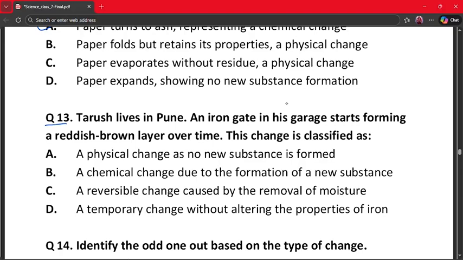The correct answer is option B. So rusting forms iron oxide, and iron oxide is a new substance. This change is permanent and irreversible. So rusting is a chemical change. Hence option B is the correct answer.